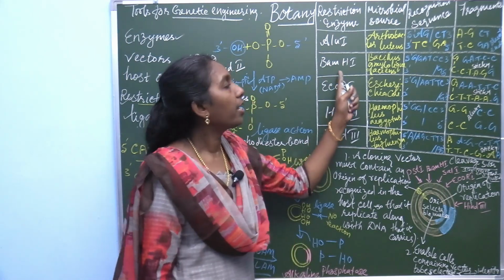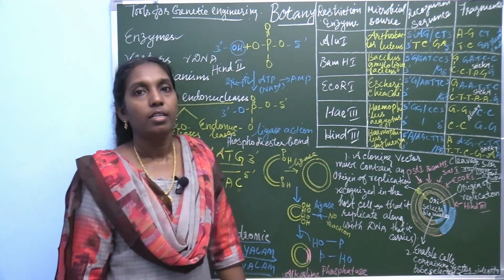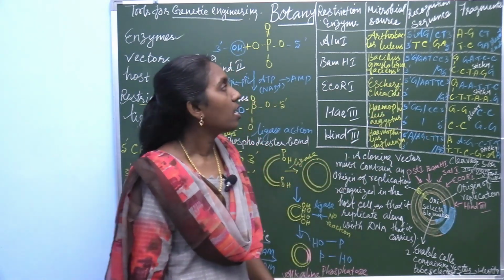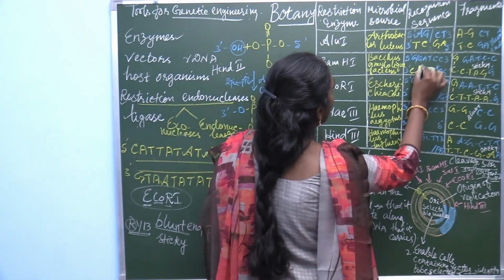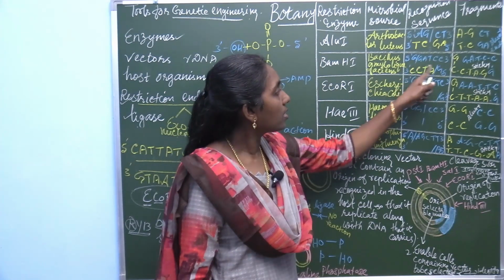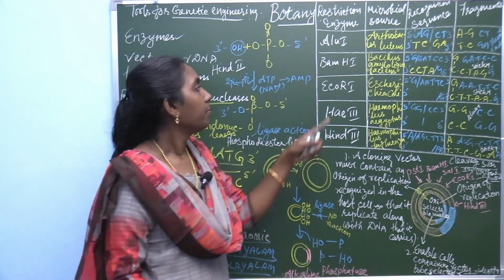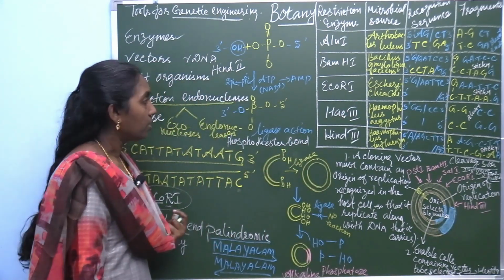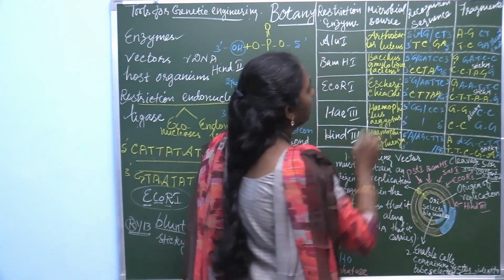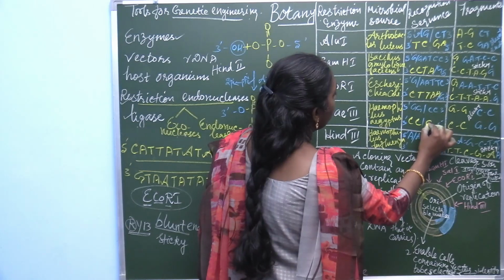Then BamHI, from Bacillus amyloliquefaciens. The source microbe is Bacillus amyloliquefaciens. Here the complementary strand is CCTAG. It cuts as a sticky end. This is the place where it cuts, off-center, so it gives sticky ends. Then EcoRI, which you already learned, from Escherichia coli, and the complementary strand is CTTAA. It also gives sticky ends. And here, CCGG.